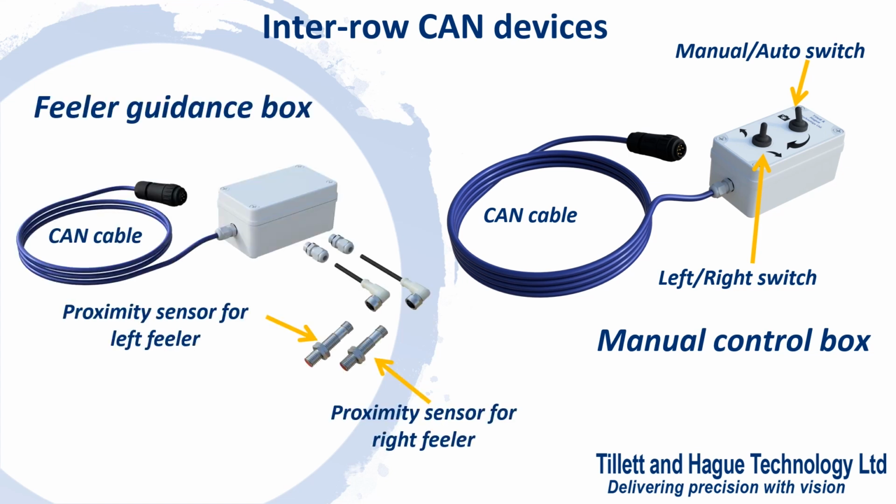The feeler guidance box is electrically very similar to the manual box, except that it receives inputs from proximity detectors. These should be positioned to detect the movement of feelers or whiskers that are set up within the canopy so that they are deflected when the implement is out of position. Its exact behaviour is configurable.